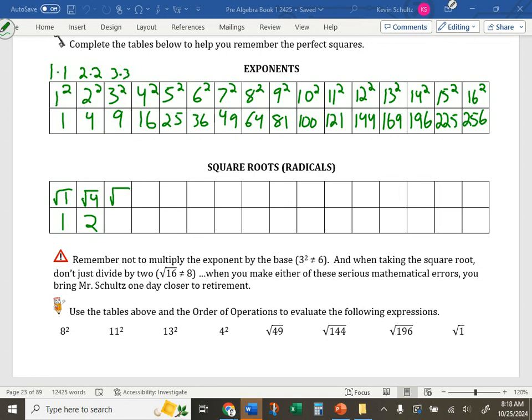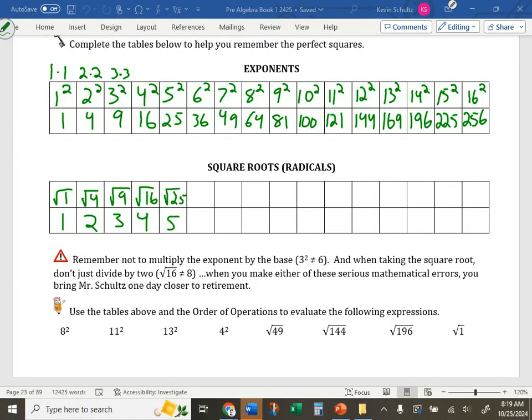Your next perfect square is 9. Nothing times itself equals 6. 3 plus 3 is 6, but we're talking about multiplying here. The root of 9, 3 times 3 equals 9, so the root of 9 will be 3. The root of 16, what times itself is 16? 4. The root of 25, what times itself is 25?